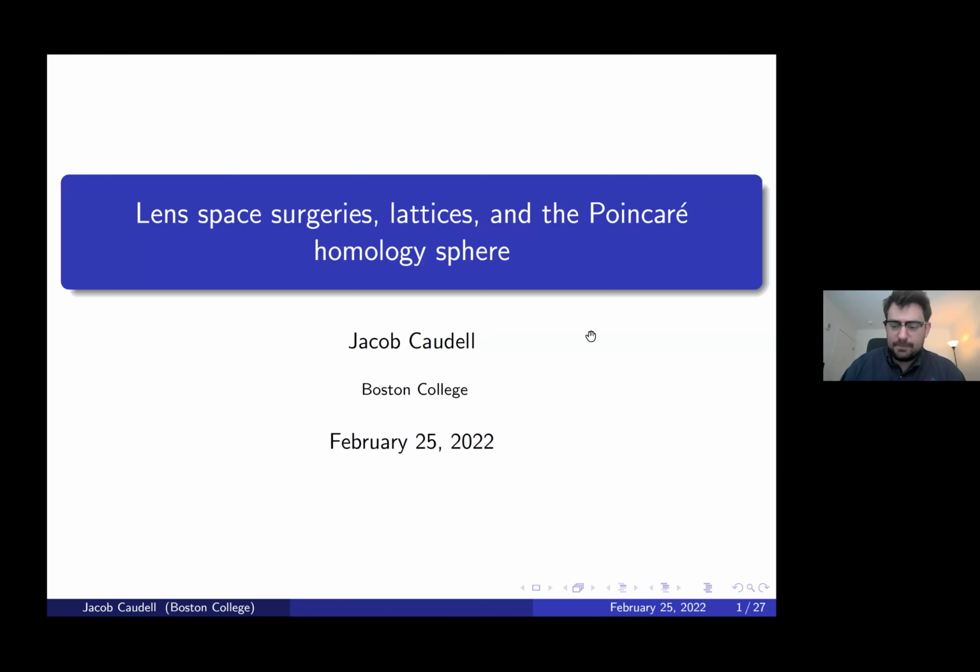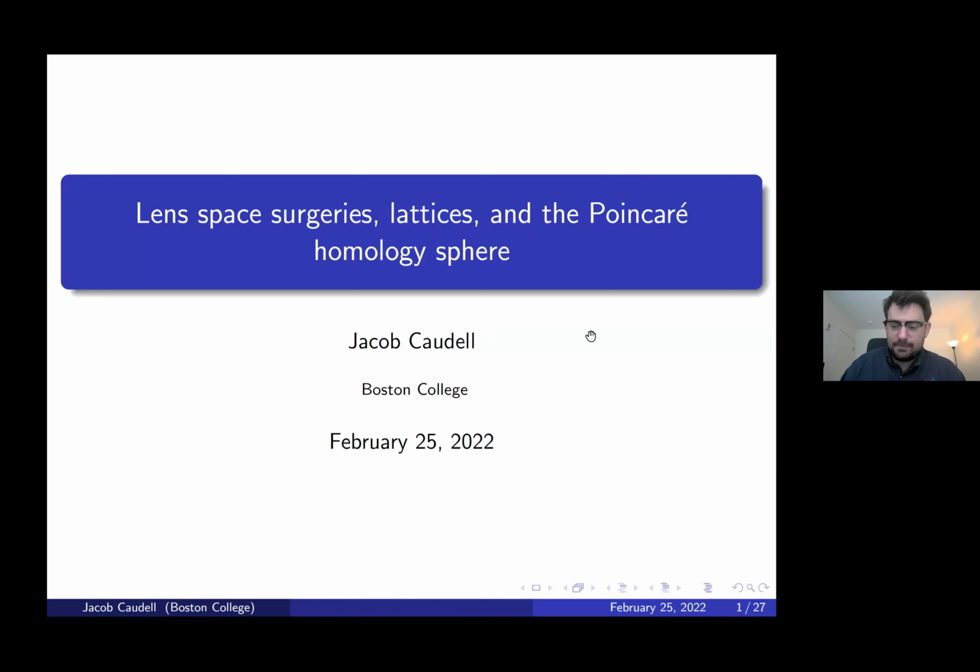So everything will be taking place inside of the Poincaré homology sphere. That's now the default 3-manifold. It's not S3 here. But we'll build up to, I want to sketch some of the main proofs, sketch proofs of the main theorems that I want to talk about today.